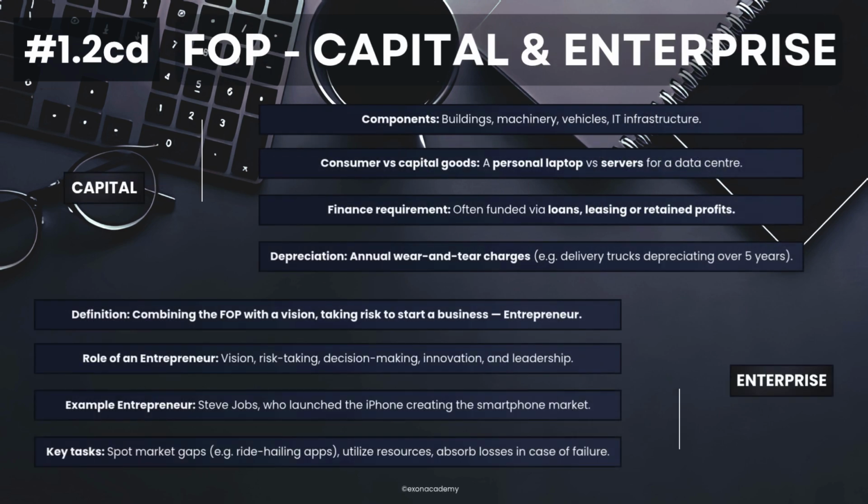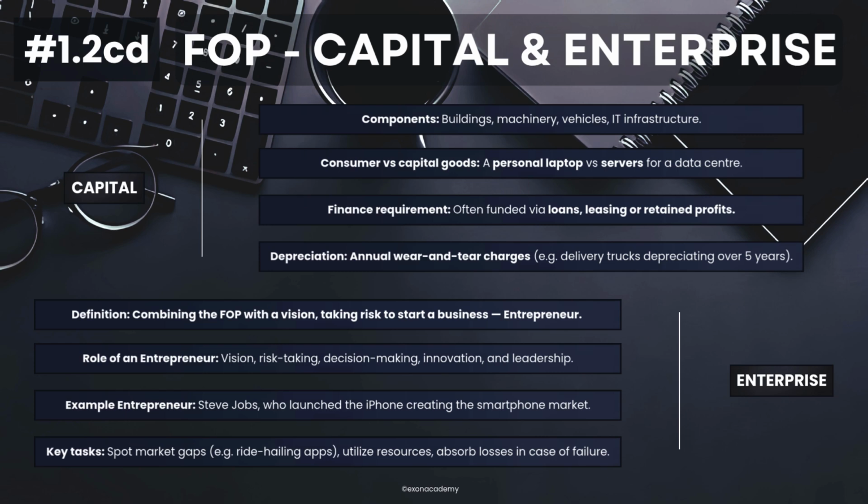Capital covers all man made assets that aid production, like factory buildings, CNC machines, delivery vehicles, and IT infrastructure like servers. We distinguish consumer goods, such as a personal laptop, from capital goods, like the data center servers that host millions of user accounts.